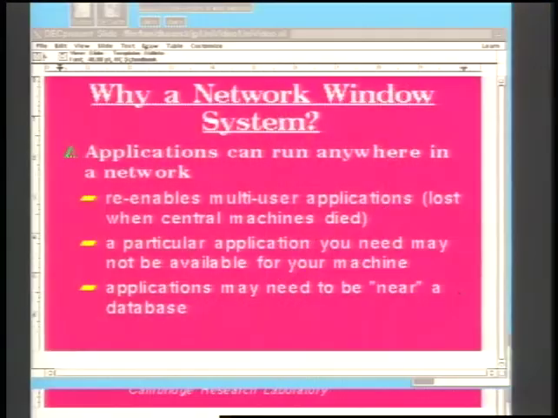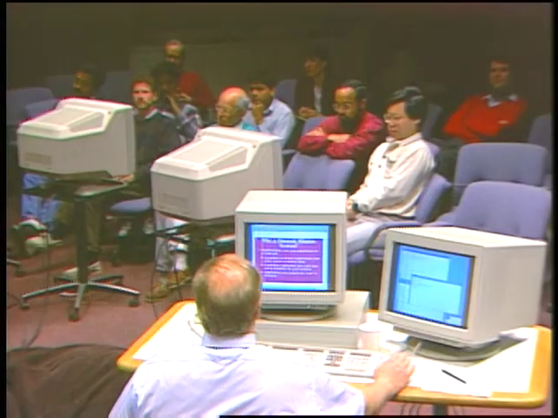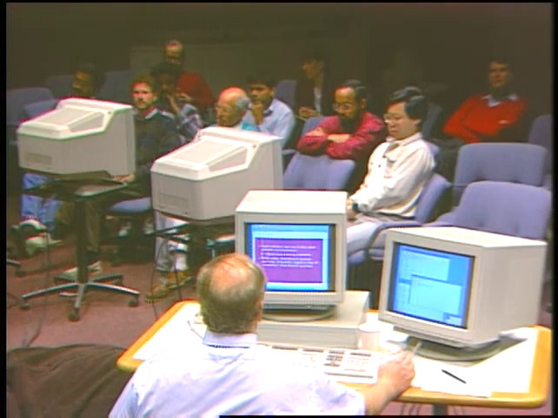There are many good reasons. For example, your application may need to be near a database for best performance. When I mean near, I mean close in terms of where the data is stored. Again, not all applications may be available on your particular machine, so you'd really like to still be able to run your applications no matter where they are. So from our point of view, a network-based window system is clearly a useful thing.